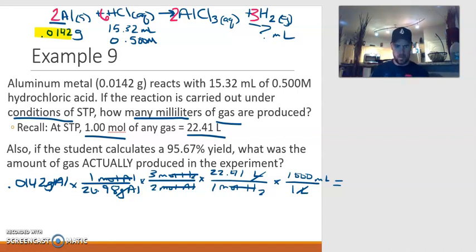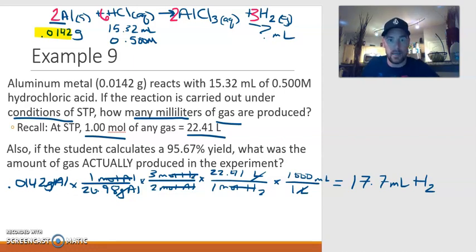I'm going to take a calculator here and calculate out what my answer would be. All right, and it looks like with 3 sig figs, because of my mass here, it looks like 17.7 milliliters is the amount of hydrogen gas I could create if I used up all the aluminum. But we don't know yet if that's the actual answer.